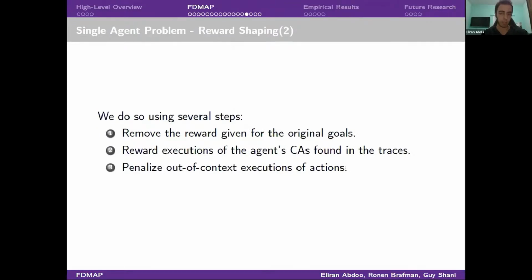And more specifically, we do this in several steps. So first, we remove the reward given for the original goal, which exactly matches the second point here. Then we reward the execution of agent CAs found in the traces. And finally, we penalize out of context execution of actions.